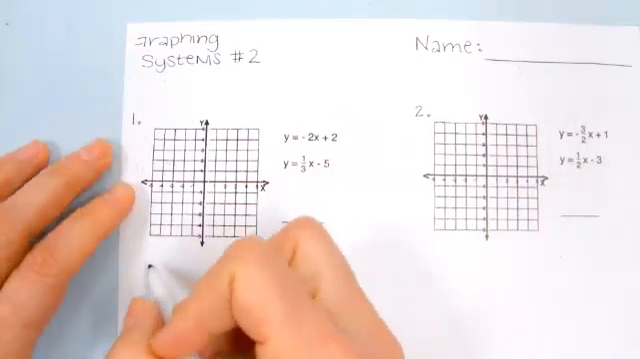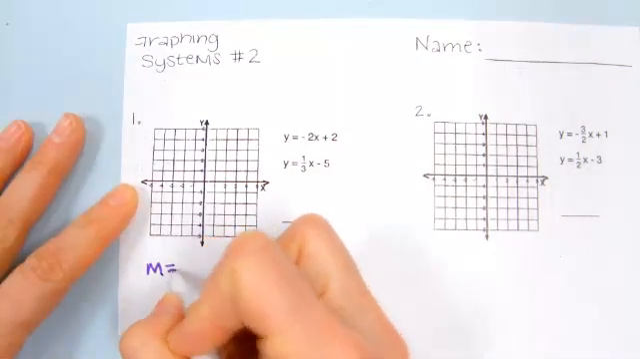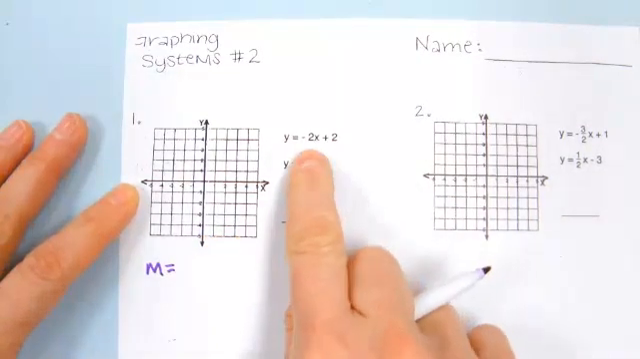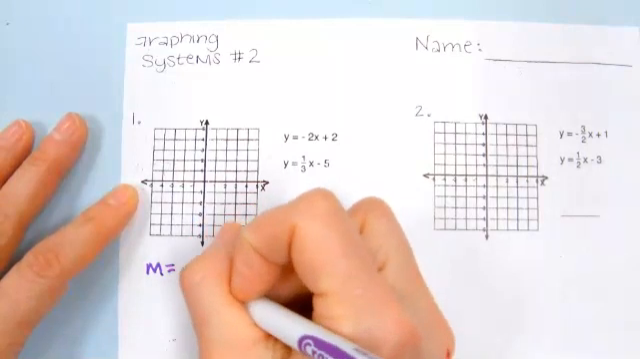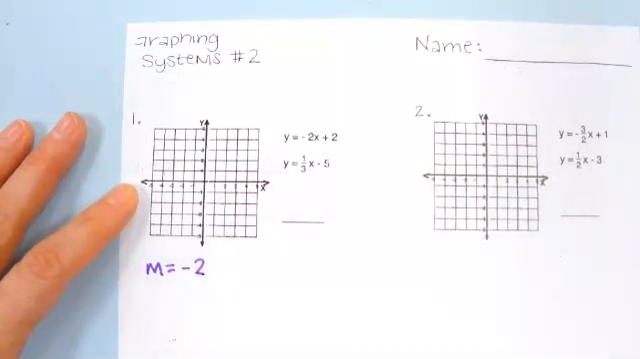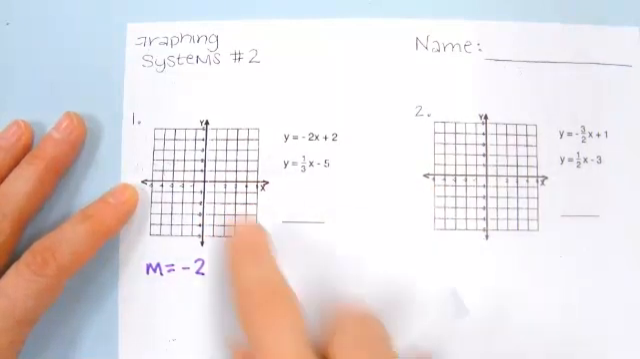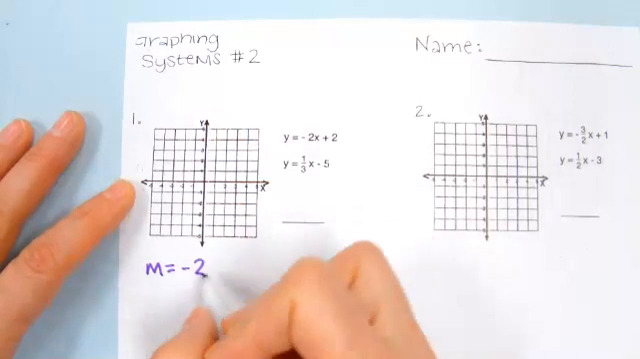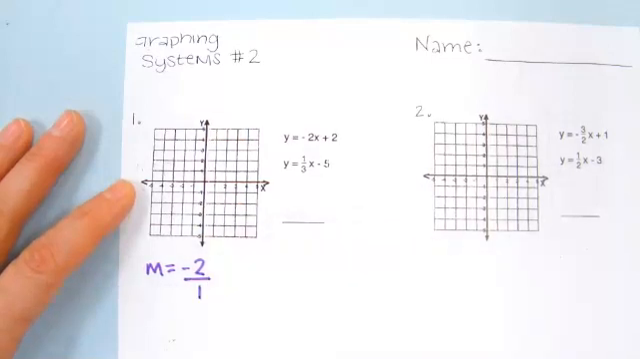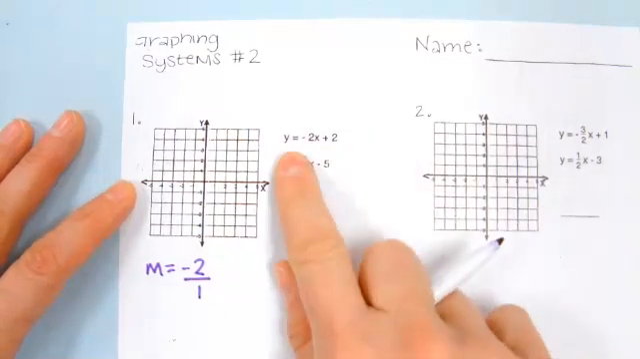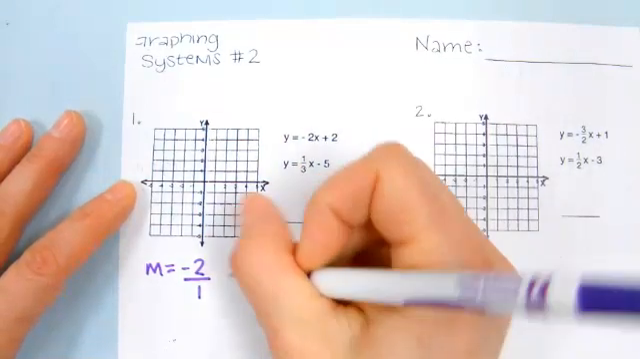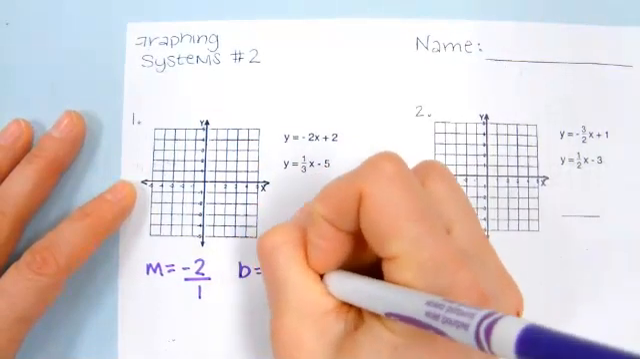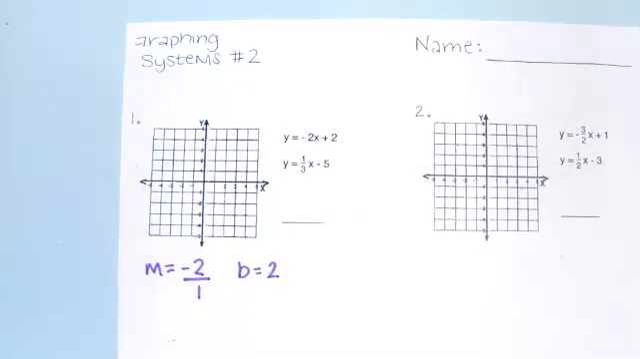So my slope, my m, is negative 2 because it's next to the x. And I know I need that to be a fraction since I'm on the graph and it's rise over run. So I'm going to make that over 1. My y-intercept then has to be positive 2. And so that is going to be where I'm going to start my graph.